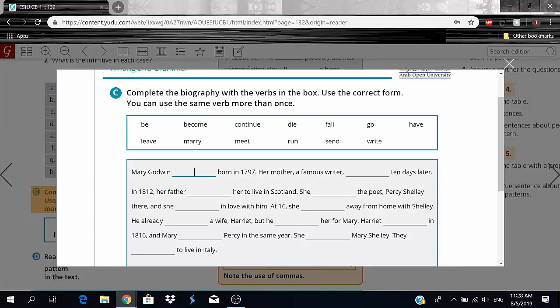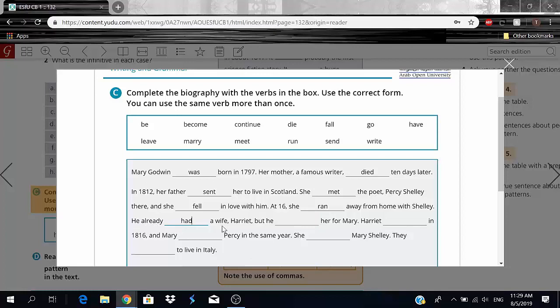So Mary Godwin was born in 1797. Excuse me. Her mother, a famous writer, probably died 10 days later. So died 10 years later. Or 10 days later, not 10 years later. Oh, in 1812, her father sent her to live in Scotland. Okay? She met the poet Percy Shelley there, and she fell in love with him. At 16, she ran away from home with Shelley. Okay, that's a good story right there. I already like this. Okay, he already had a wife. Okay, maybe not so good.